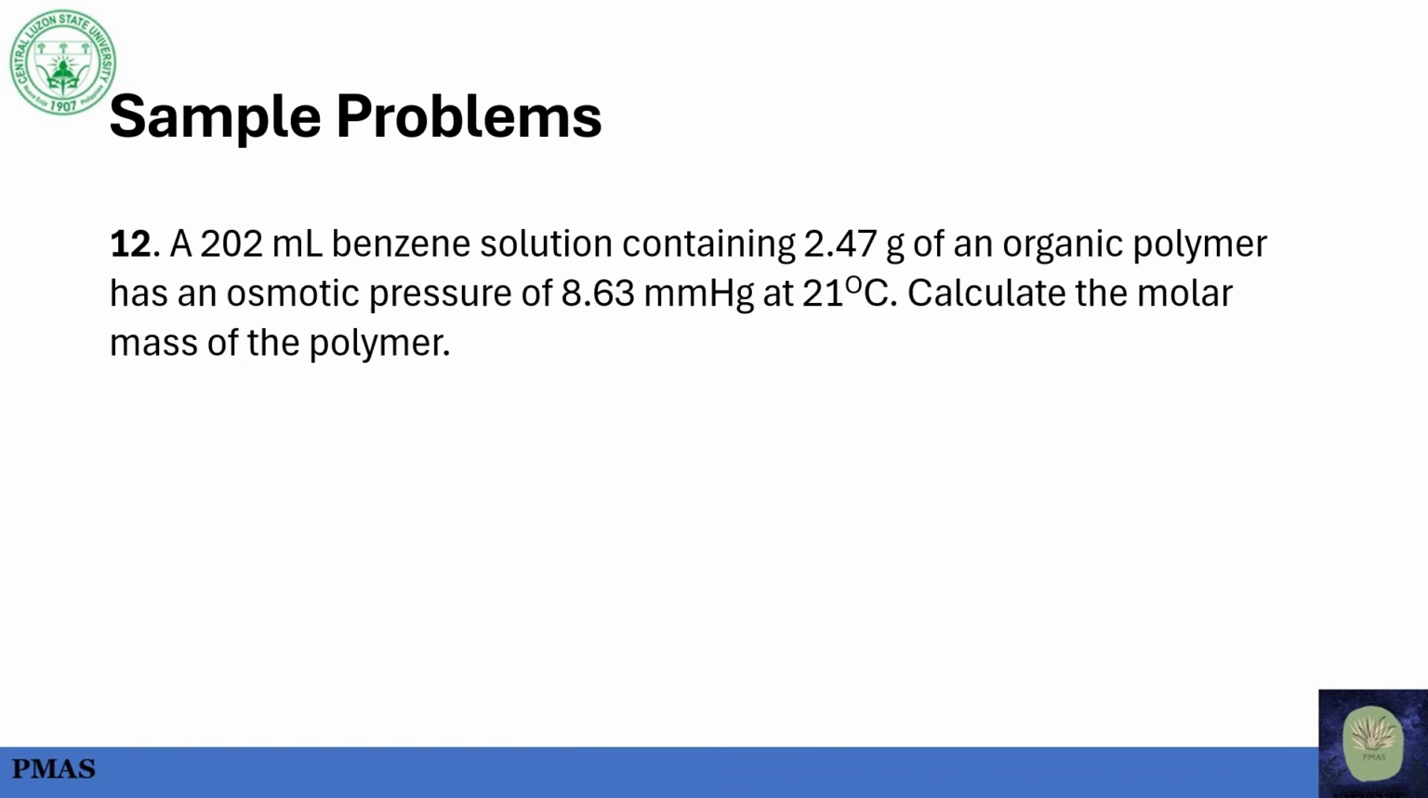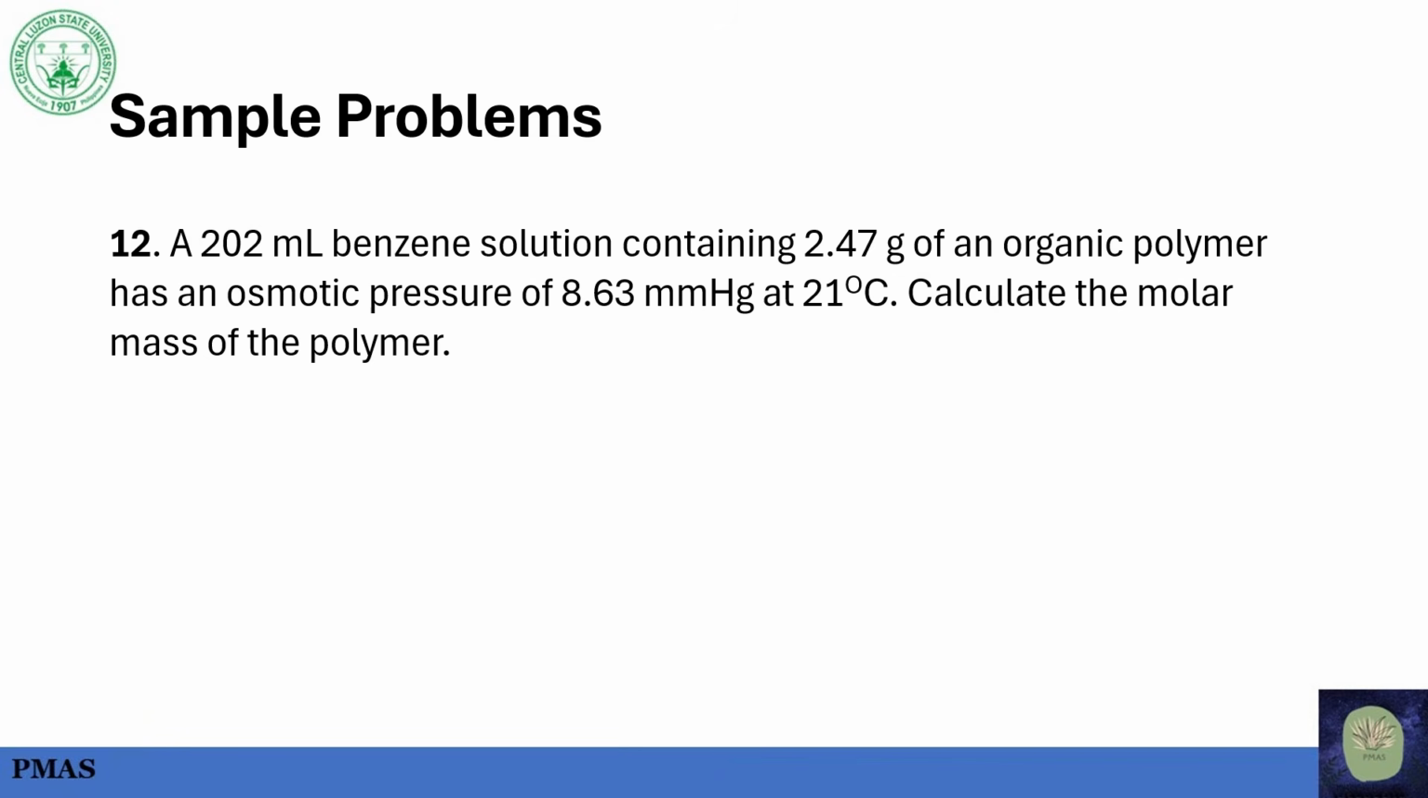Next, a 202 ml benzene solution containing 2.47 grams of an organic polymer has an osmotic pressure of 8.63 millimeters mercury at 21 degrees Celsius. Calculate the molar mass of the polymer.